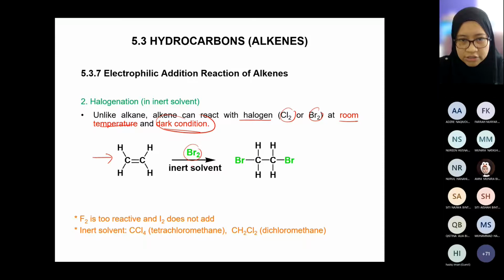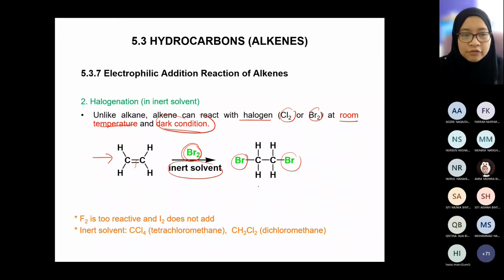Okay, alright. So basically we have alkene. We have the halogen in inert solvent. Inert solvent means the solvent will not take part in the reaction. Inert, it will not take part in the reaction. So only Br will be involved in the reaction. As usual, the pi bond will be broken, so the bromine will be added across the carbon double bond, because the pi bond has broken just now.